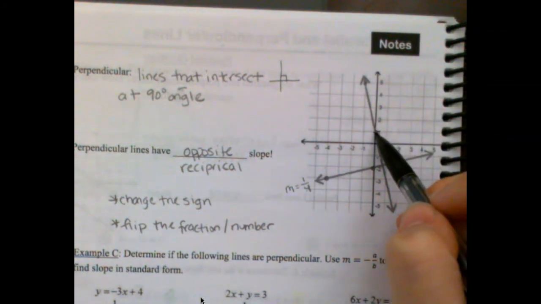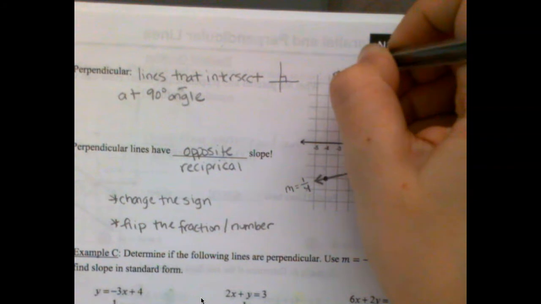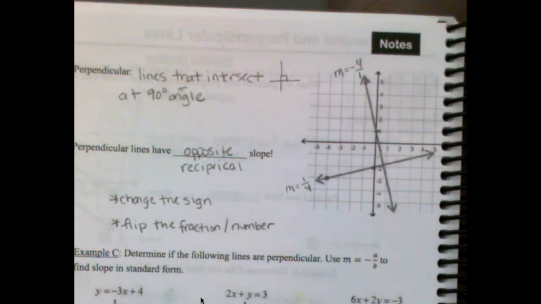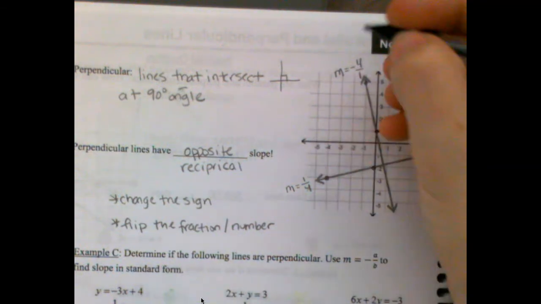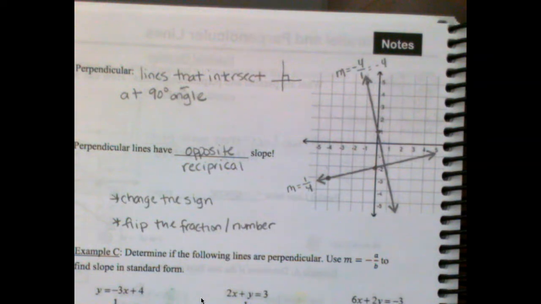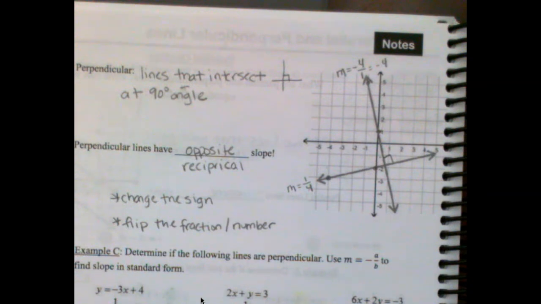And turns out I go up 1, 2, 3, 4/1. So, and that is negative. So they're opposite reciprocals. They're opposite sign and the fraction is flipped. We would want to write this as -4 though, not -4/1. But that's the relationship perpendicular lines have. So I can conclude that these are indeed perpendicular lines. They cross at a 90-degree angle because of their slopes.